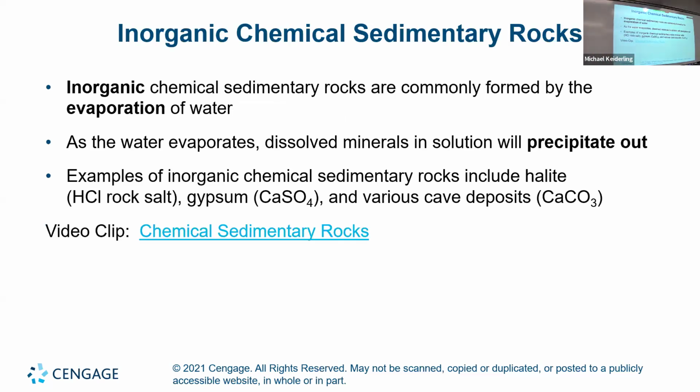Inorganic chemical sedimentary rocks are commonly formed by the evaporation of water. So as the water evaporates, dissolved minerals in the solution precipitate out. So these are things like halite, rock salt, gypsum, and various cave deposits of calcium carbonate. So stalactites and stalagmites are all formed from evaporating groundwater depositing calcium carbonate.